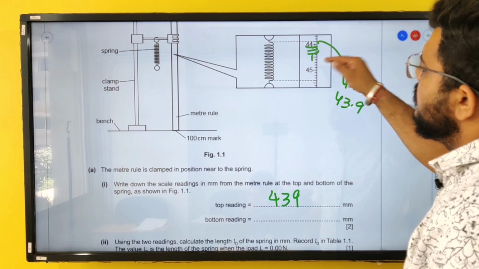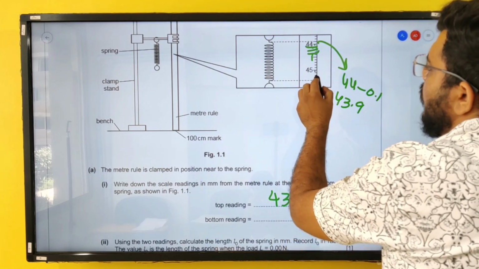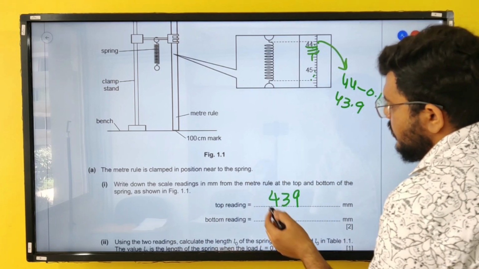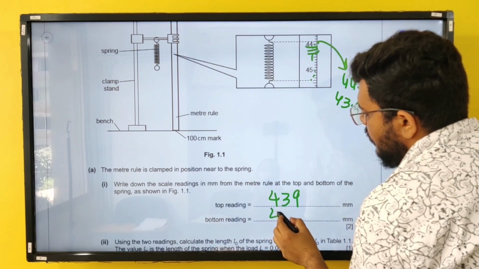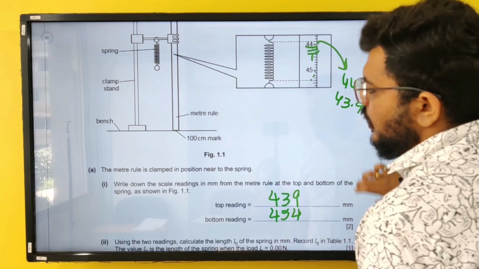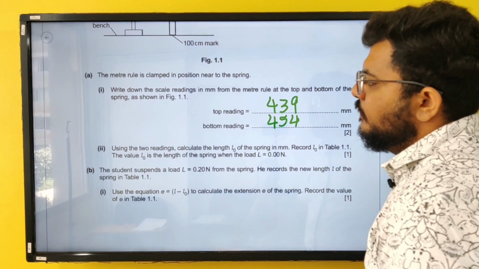In the same manner, this is 45.1, 45.2, 45.3 and 45.4, multiplied by 10 because it is in mm, so you have 454 mm. Now let's see what they are asking more.